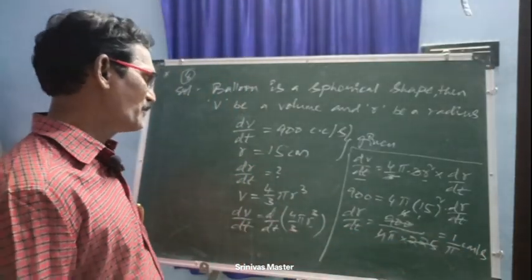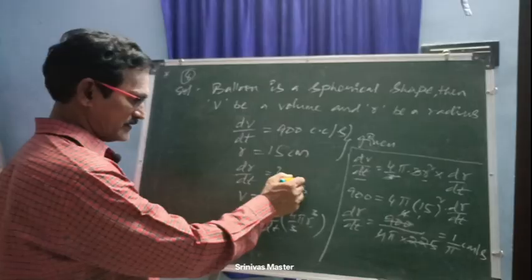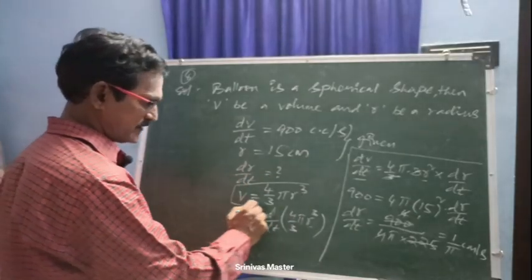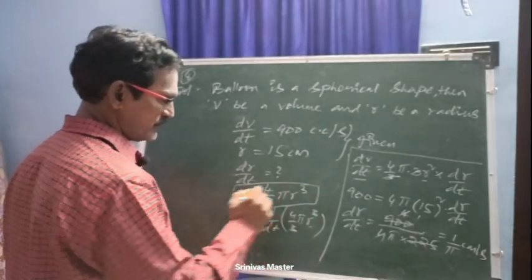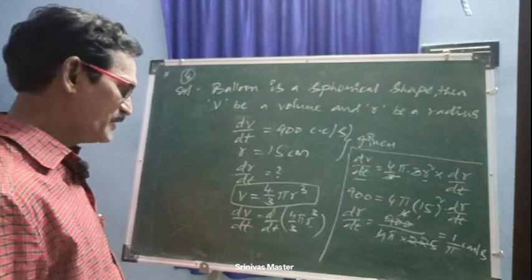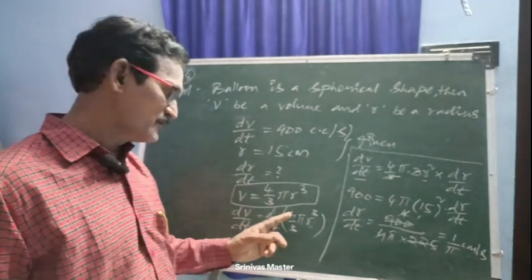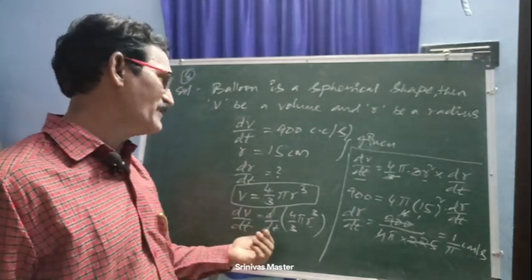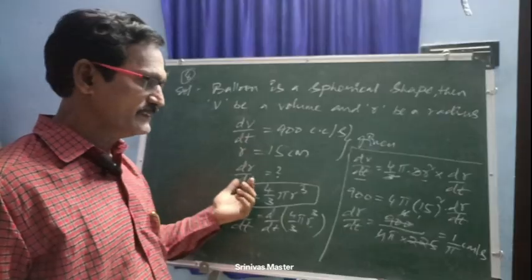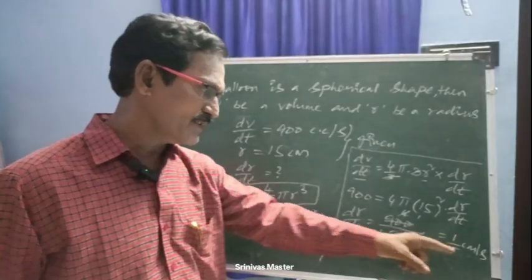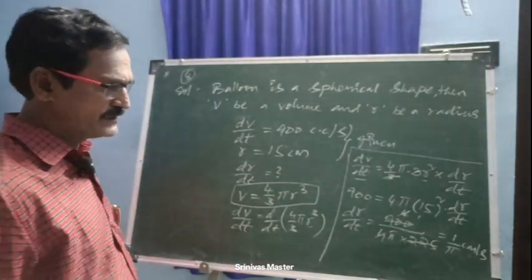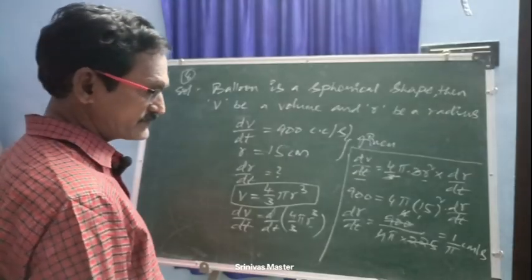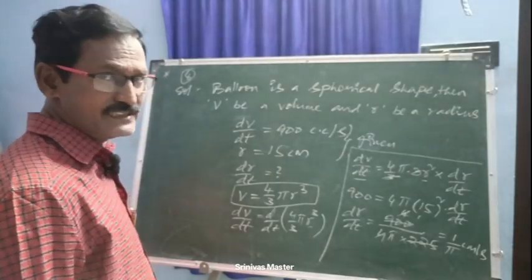So the whole problem is based on the main formula. What is the formula? Volume of a sphere. If you remember this formula and also apply the general derivative with respect to the given terms, then you can get the result, 1 by pi centimeter per second. That is the rate of change in the radius, and it is also increasing.